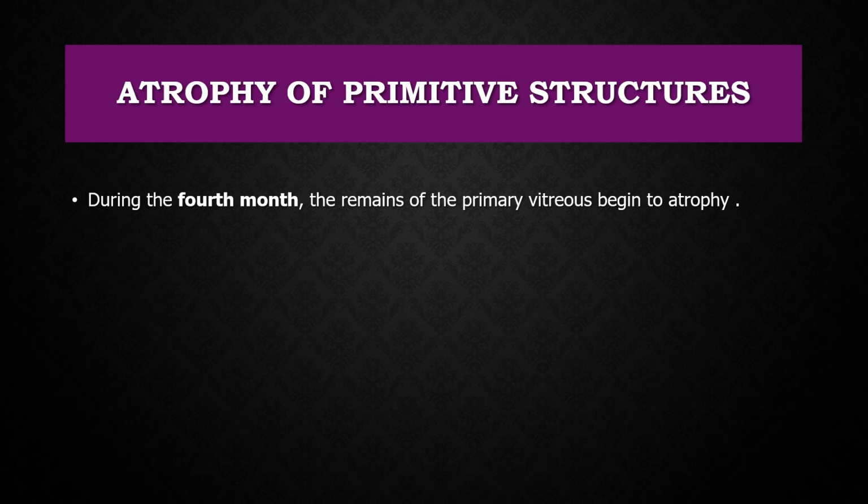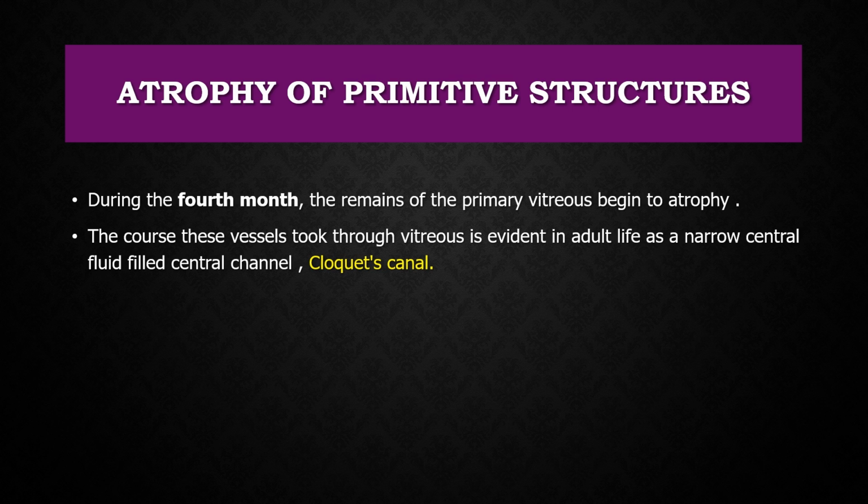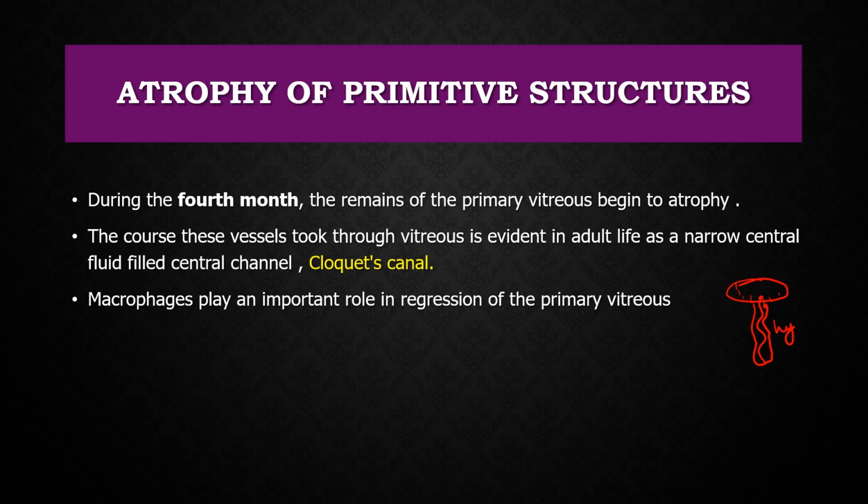So, during the fourth month, whatever remains of the primary vitreous also begins to atrophy. Okay, the vessels which come from behind and reach the lens, the course of these vessels through the vitreous will be evident in adult life as a very narrow central fluid-filled canal. That narrow central canal is known as Cloquet's canal. So the path that was taken by the hyaloid vessel to reach the lens will now be replaced by a small canal without any hyaloid vessel in it, and that is known as Cloquet's canal or the hyaloid canal.